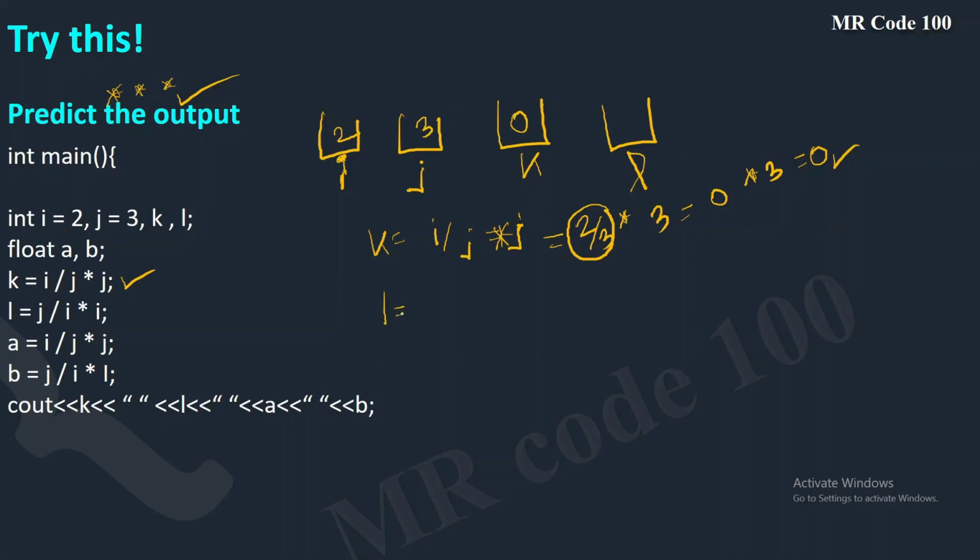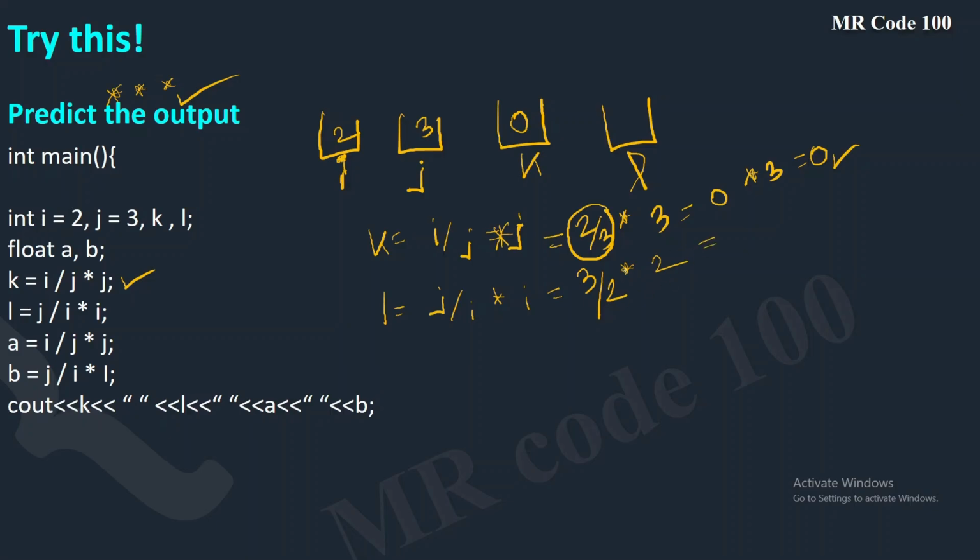The value of L, right? J divided by I into I. Now tell me what we should do here. The value of J is 3. The value of I is 2.